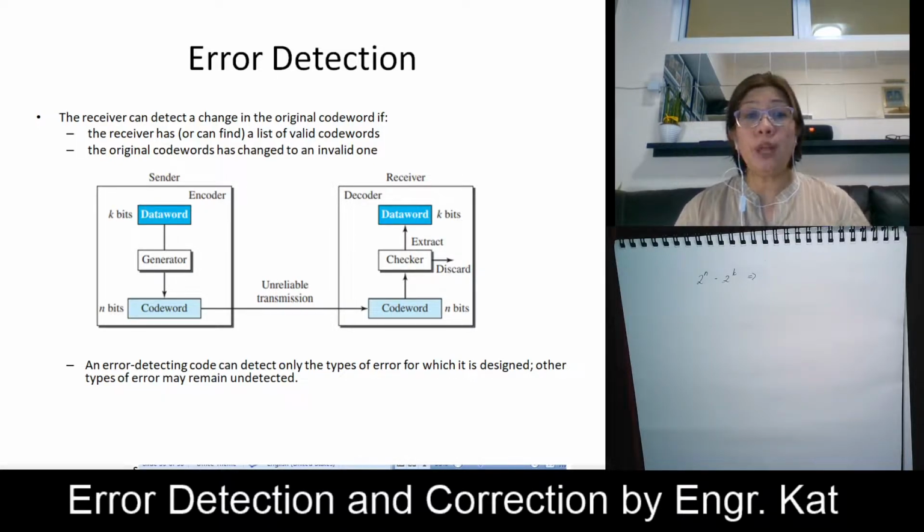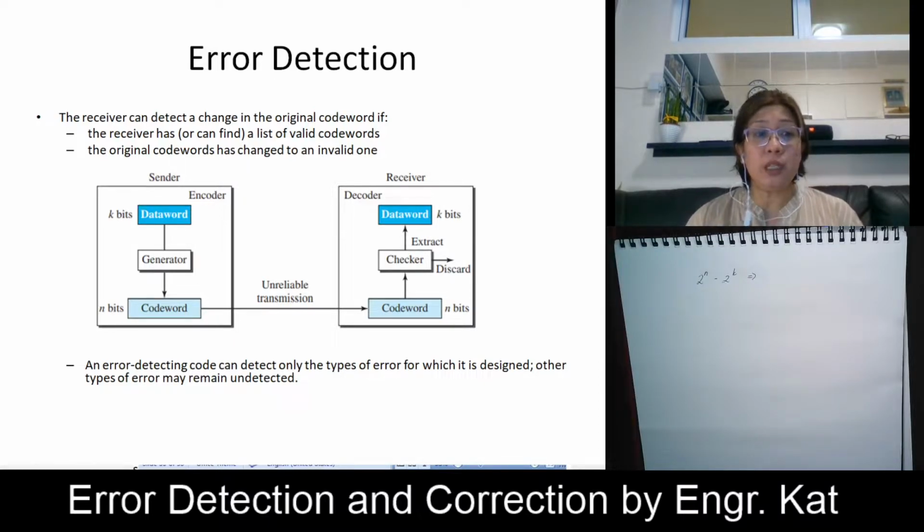If the received code word is the same as one of the valid code words being listed, then that word is accepted. We have a checker at the receiver side, at the decoder side. If it is a valid code, it is accepted.